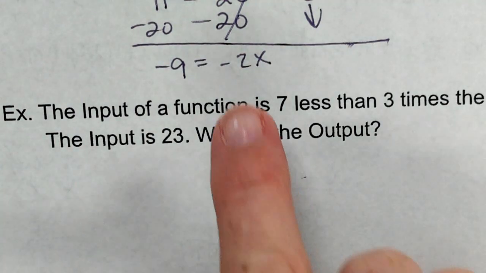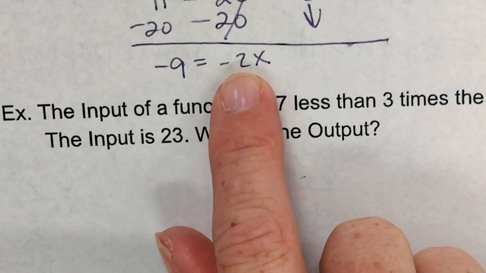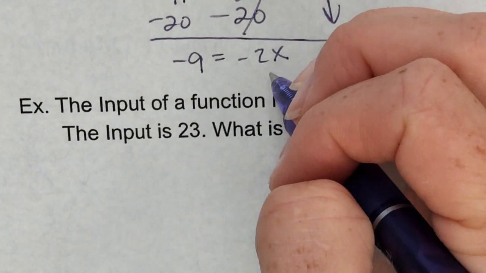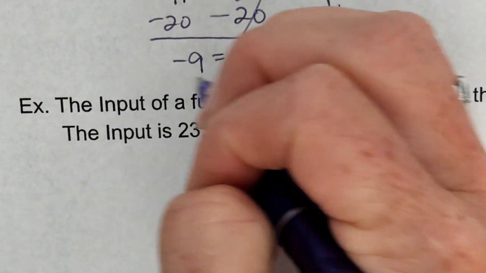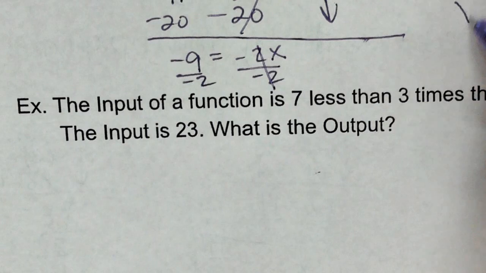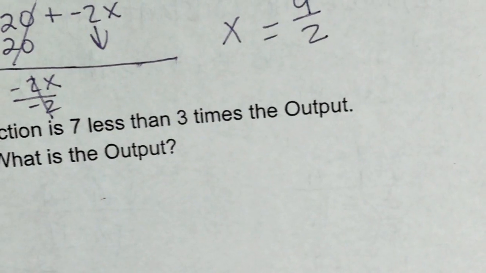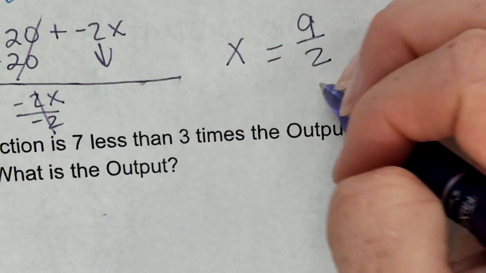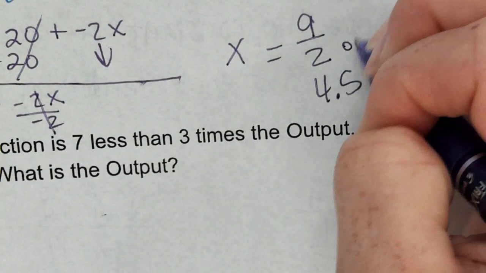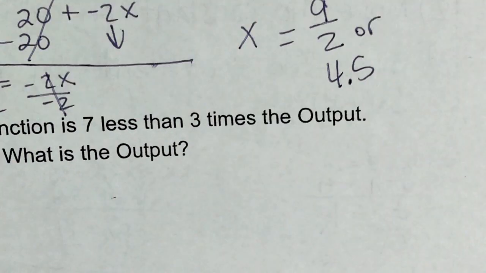How do I get rid of the coefficient negative 2? Divide by negative 2. So x is equal to 9/2. Could I put it as a decimal? Why not? Sure, 4.5. Do I care which answer you put? No. As long as if you use a fraction, it's simplified. That's it. All right, let's look at the next one.